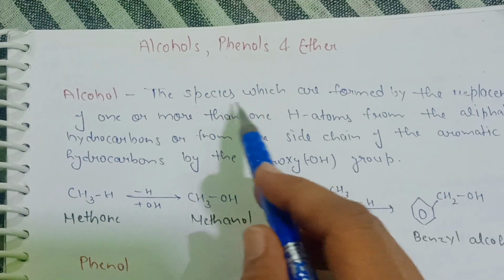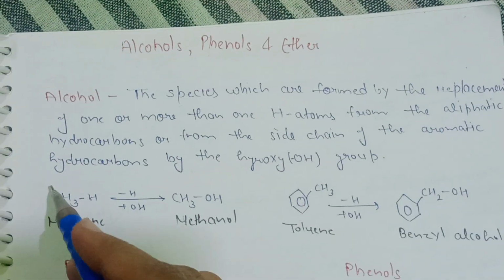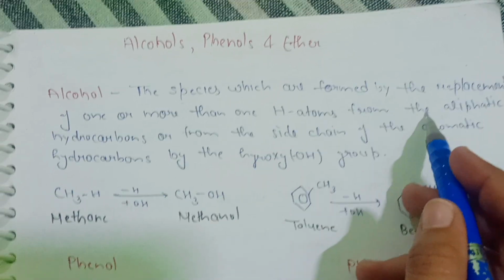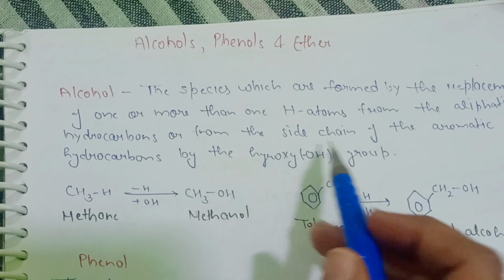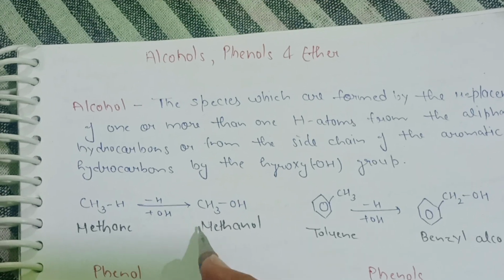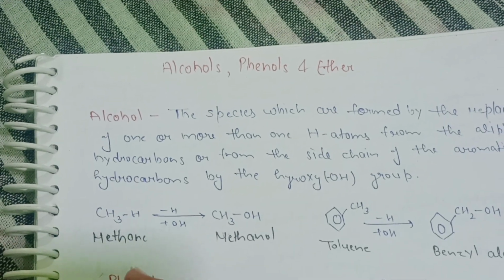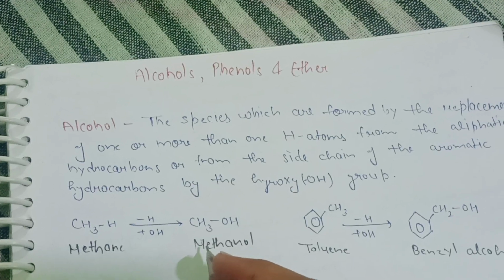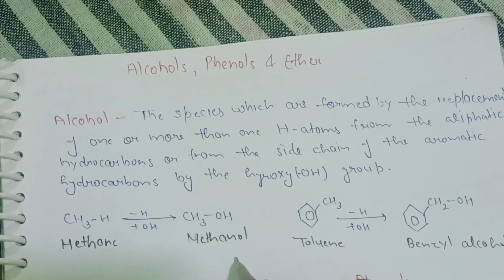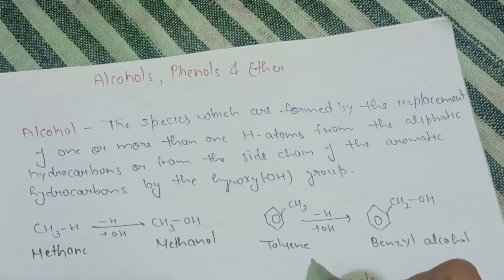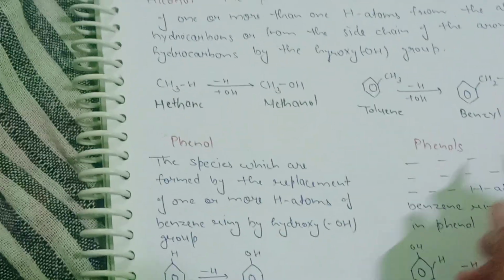Alcohols are the species formed by the replacement of one or more hydrogen atoms from an aliphatic hydrocarbon, or from the side chain of an aromatic hydrocarbon, by a hydroxy group. Methane, when we replace H with OH group, is converted into methanol. Example, toluene into benzyl alcohol.